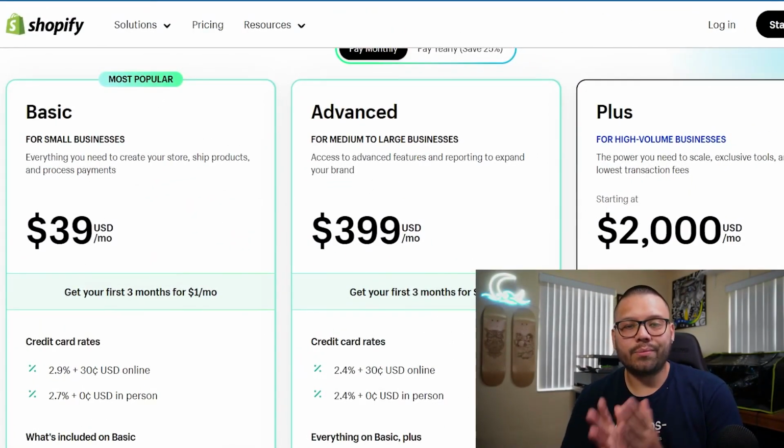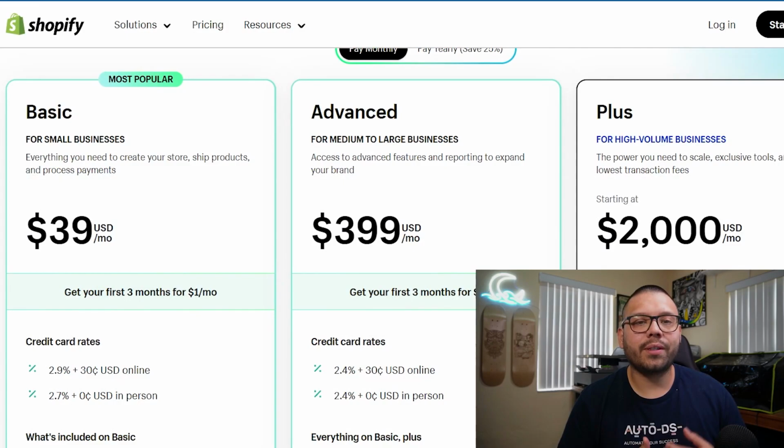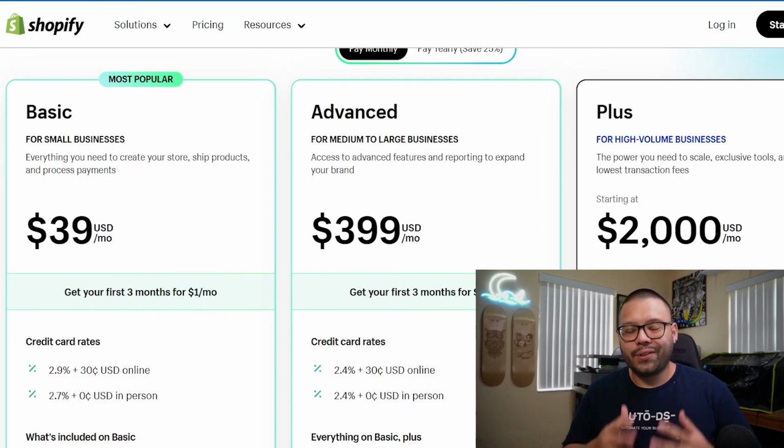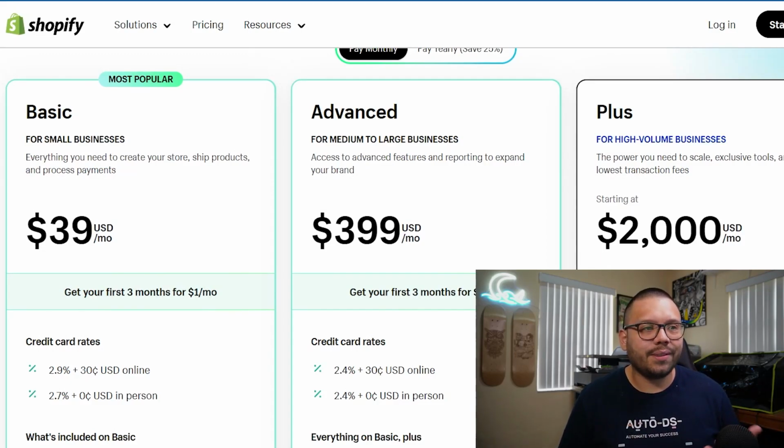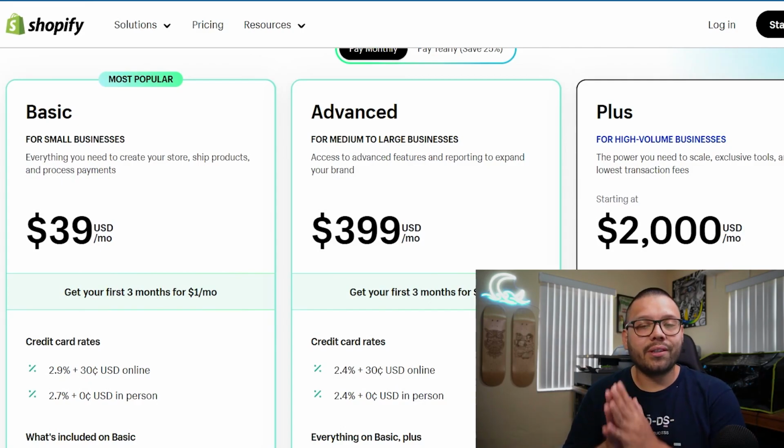So let's take, for example, Shopify. Let's say we have our own website running on Shopify selling our products. For this monthly, we are going to be paying about $39. Of course, there are different plans, and if you decide to go for the yearly plan, the price per month does go down, but for this example, we're just going to use the basic monthly plan, which a lot of the time is what most people have. So we're going to go with $39.